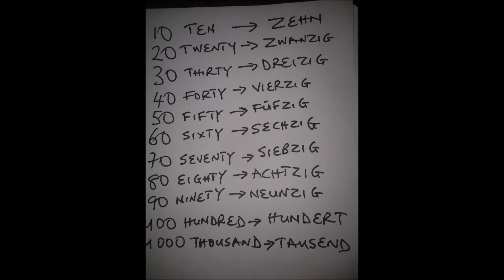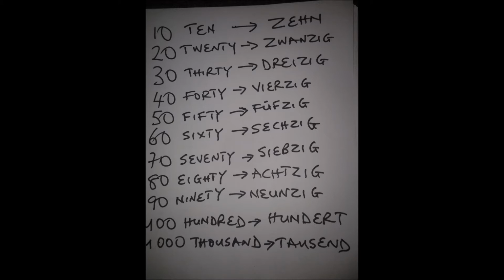If you want to say 75, it will be 5 and 70. You call the other number first before you call the main one. You don't say 70 and 5, it will be 5 and 70. So if you want to say 32, it will be 2 and 30.